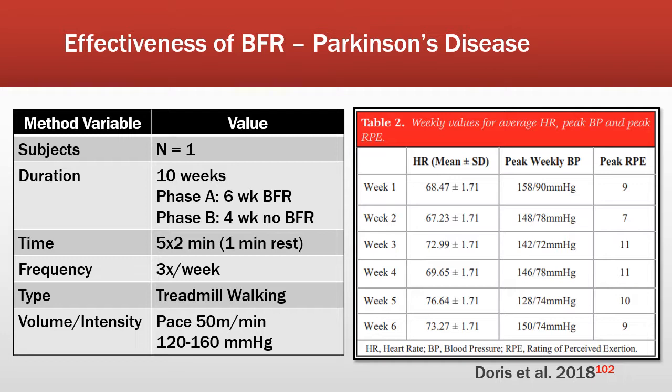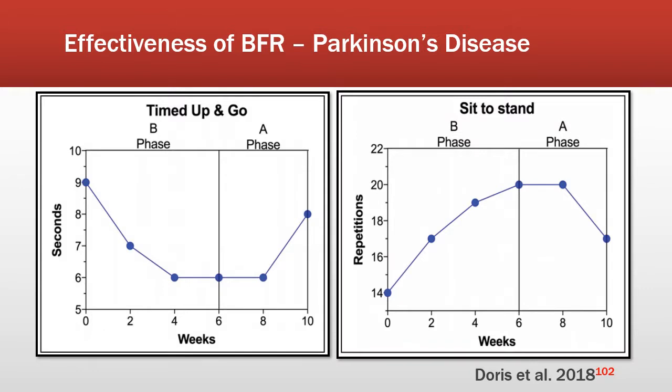In this table to the right, you can see the different weeks, 1 through 6, the heart rate that the individual had during the exercise, their RPE, as well as the peak weekly blood pressure that the individual had before or while exercising. Okay, so here are some of the outcomes when you're looking at the timed up and go.